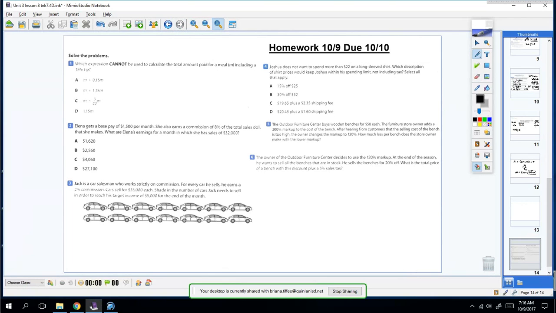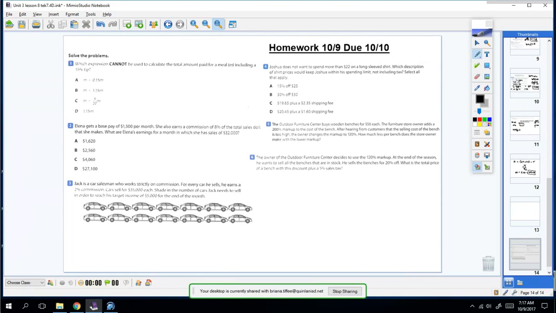So, as you can see, it actually doesn't give you any of the numbers. Let me reread this. The owner of the outdoor furniture center decides to use 120% markup. At the end of the season, he wants to sell all the benches that are in stock. He sells the benches for 20% off. What's the total price of the bench with that discount plus a 5% sales tax? Oh, okay. This is the reason why we're having problems: number 6 and number 5 go together. That makes a lot of sense.